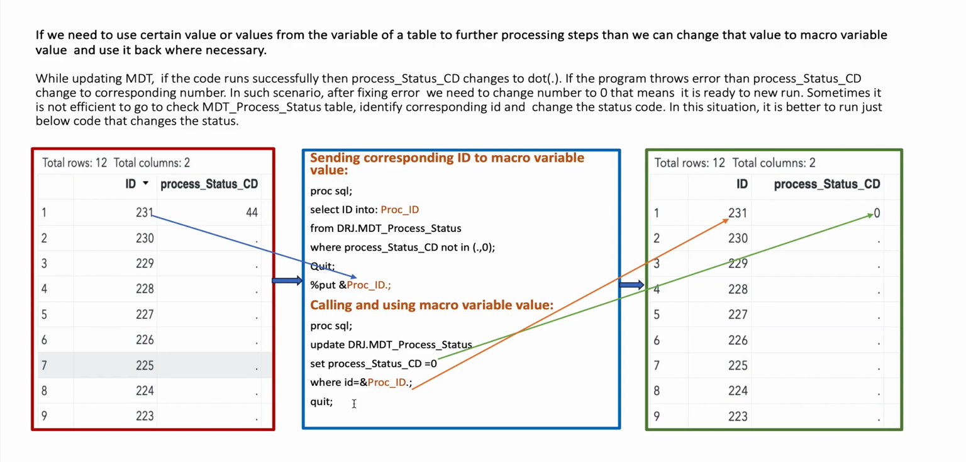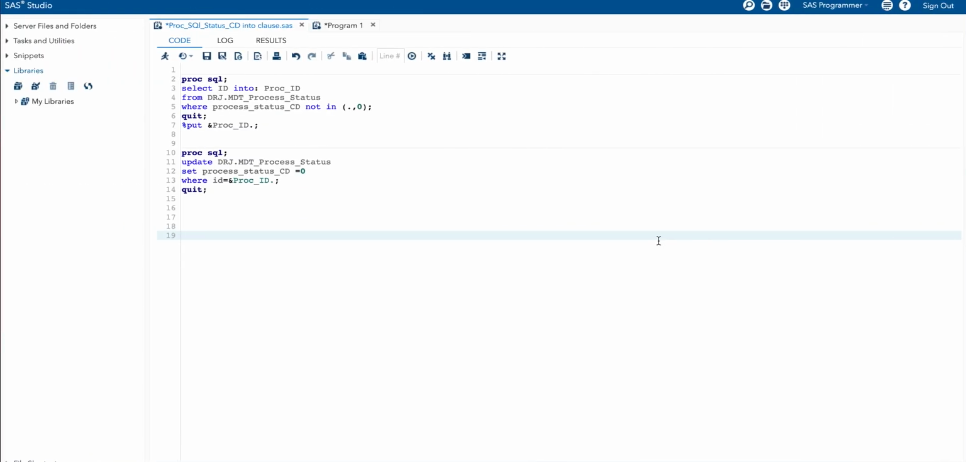After running the second set of code, this table will change as shown on the right side. That means the id 231 corresponds to process status code 0. It has changed 44 to 0. If we run the same set of code in the SAS window, we will get exactly the same result. We have the two sets of code.